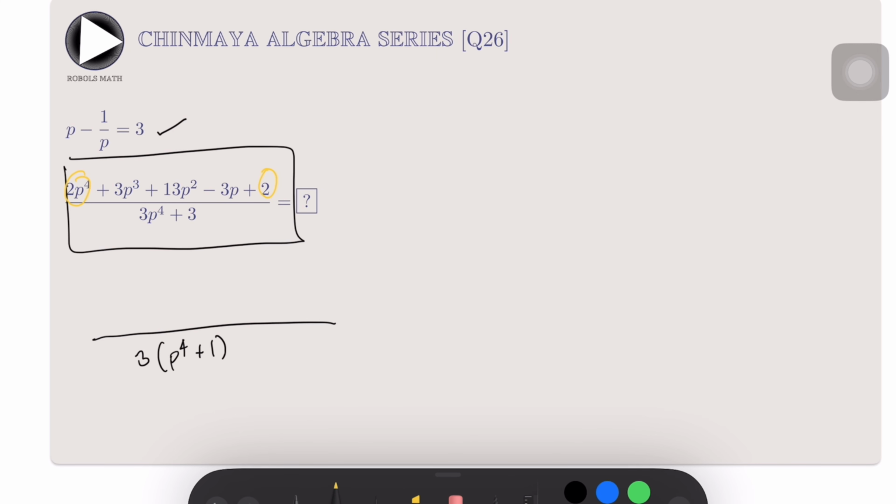2p to the fourth plus 2 can be written as 2 times p to the fourth plus 1. And then for the remaining terms, we have here p as their common factor. So we can factor out that p as well. So we can write the other terms as p times 3p squared plus 13p minus 3.